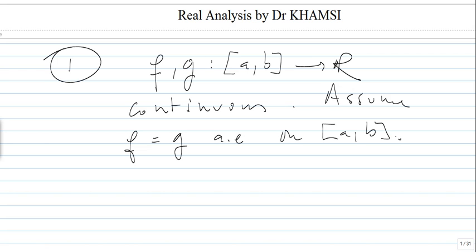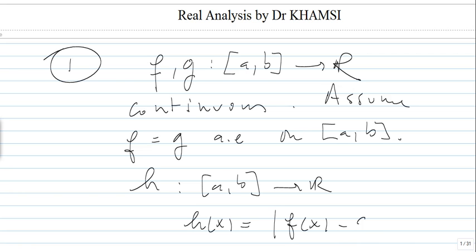Now what we are going to do is take a new function, h, from AB into R, defined by h of x equals the absolute value of f of x minus g of x. Using the properties that f minus g is continuous, as well as the absolute value is a continuous function, and the composition of two continuous functions is a continuous function, this will tell us that h is indeed continuous.